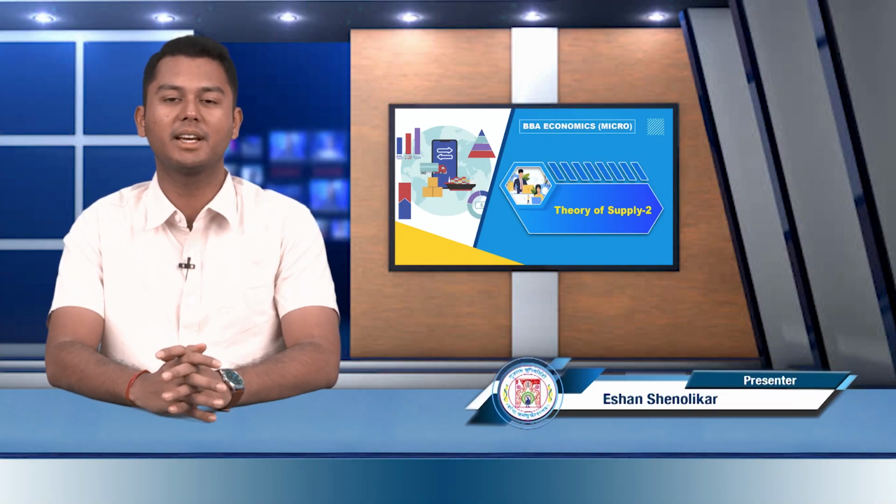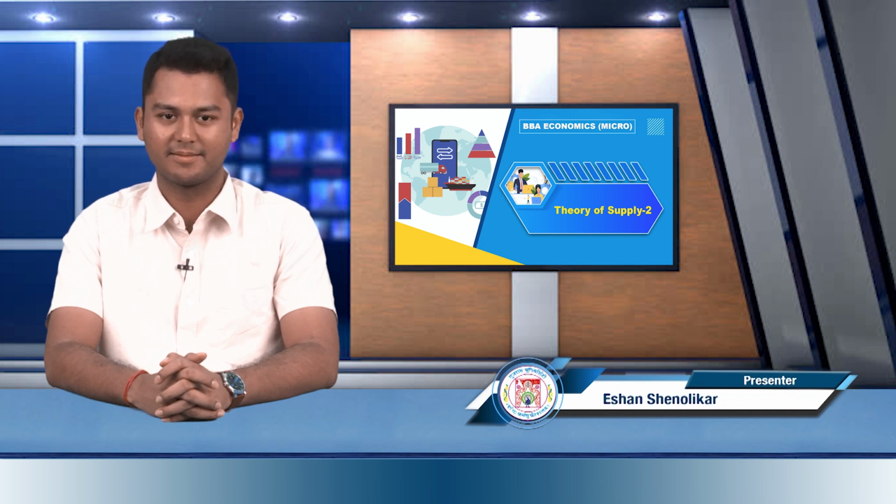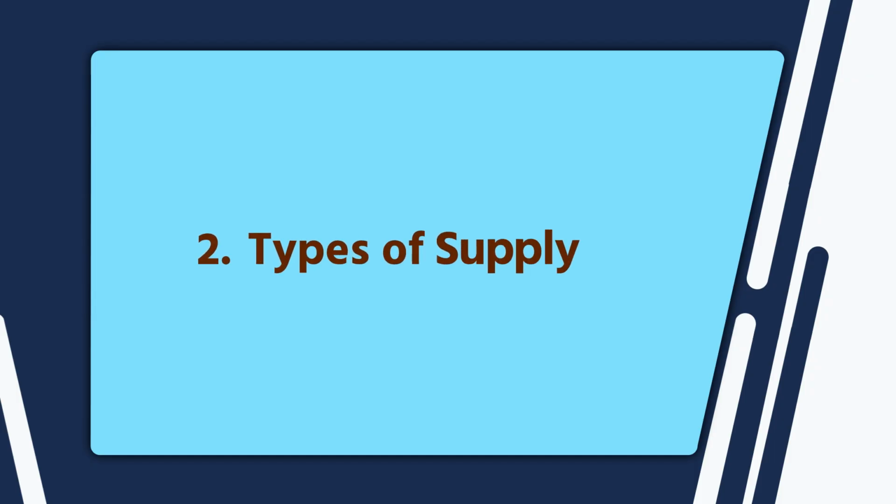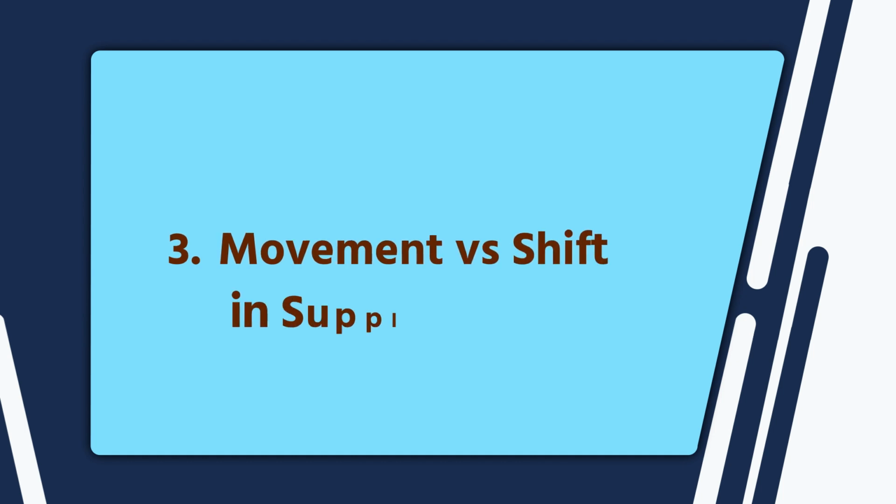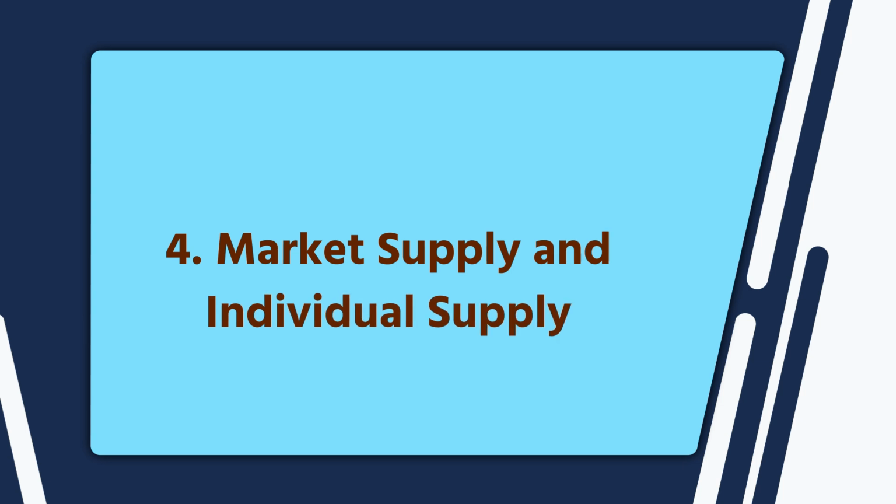Hello students, today we will be discussing theory of supply-2. Let us start with the objectives of this session. First we will learn about supply schedule and supply curve. Then we understand the types of supply. Further we discuss the difference between movement versus shift in the supply curve. And then we talk about market supply versus individual supply.